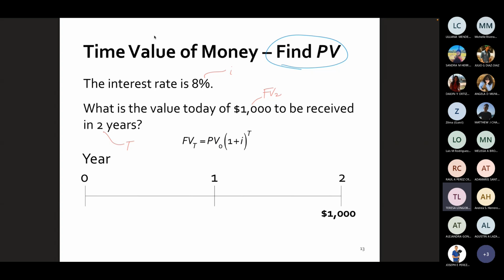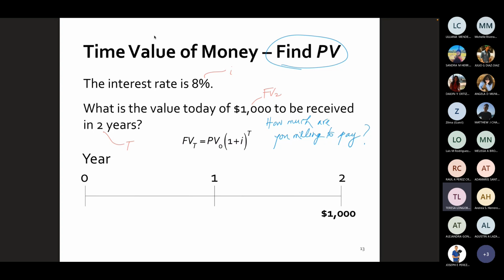So what is that $1,000 worth to you? What's the value of it? What are you willing to pay? That's the way you're saying it. 8% is your interest rate, so that's already been sorted out. How much are you willing to pay to get $1,000 in 2 years?